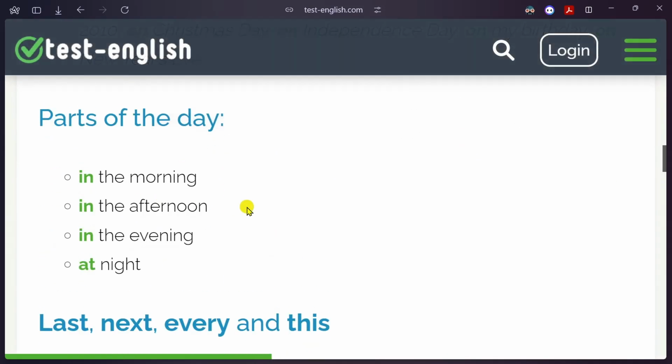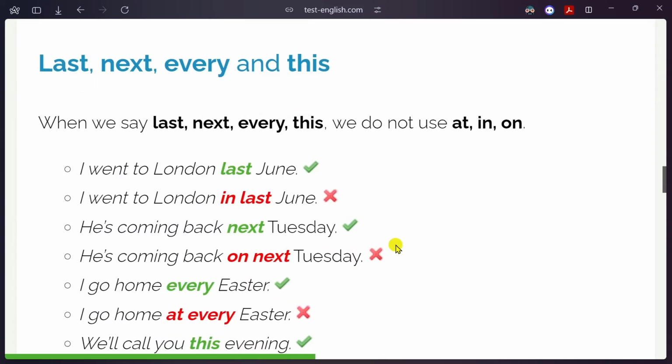Parts of the day, you see: in the morning, in the afternoon, in the evening, at night. Just at night is different, okay? We have Abhidhamma class in the morning, and we have English class at night. Please take that medicine at night. Yes, take it at night.